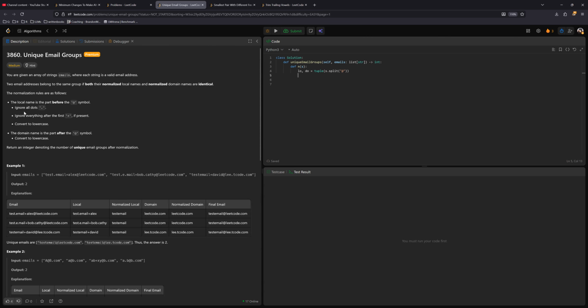Okay, so ignore all dots. So lo equals lo.replace dot with nothing, right? Yes. And then ignore everything after the first plus if present. lo equals lo.split plus, first part. Convert to lowercase. lo equals that. This is pretty dumb. This definitely should be an easy. The domain name is the part after. So you leave it the same, basically. You don't mess with it at all.